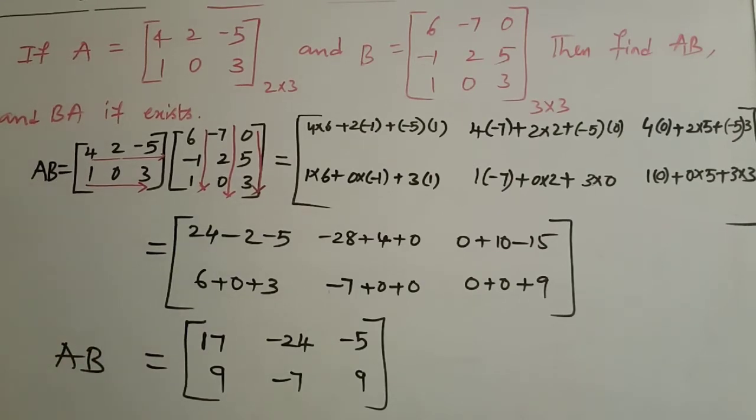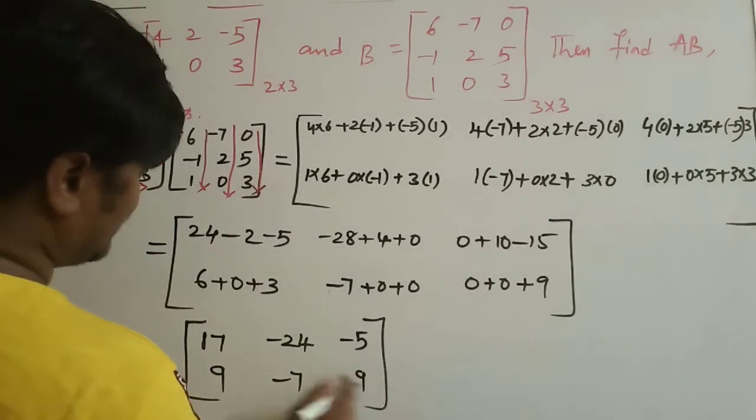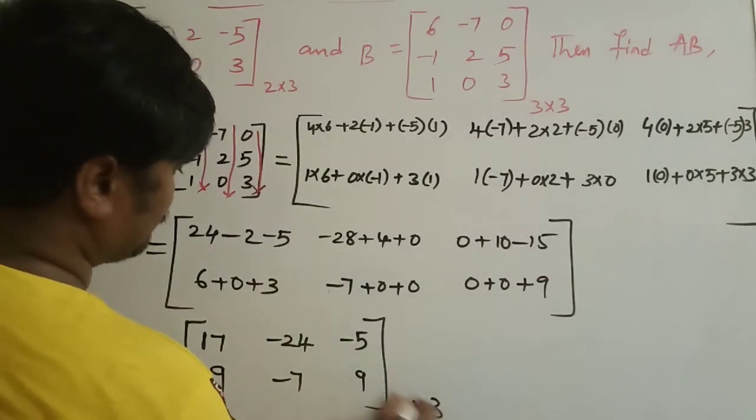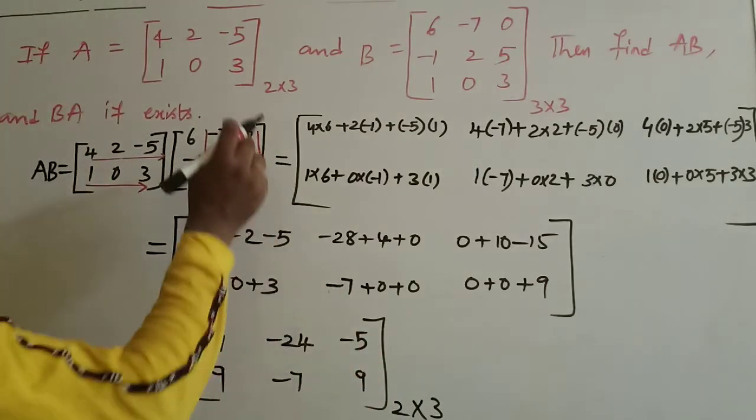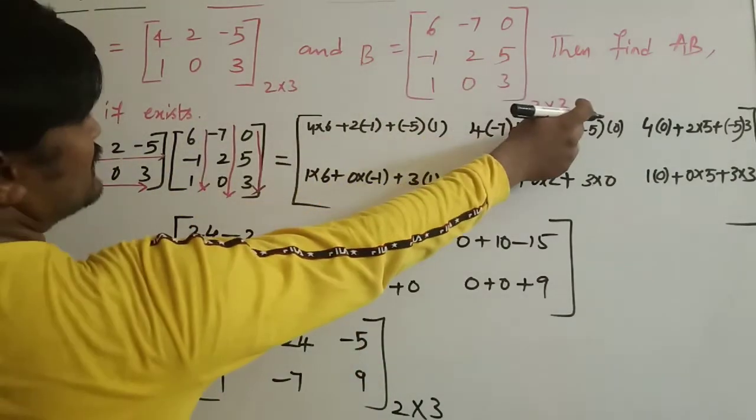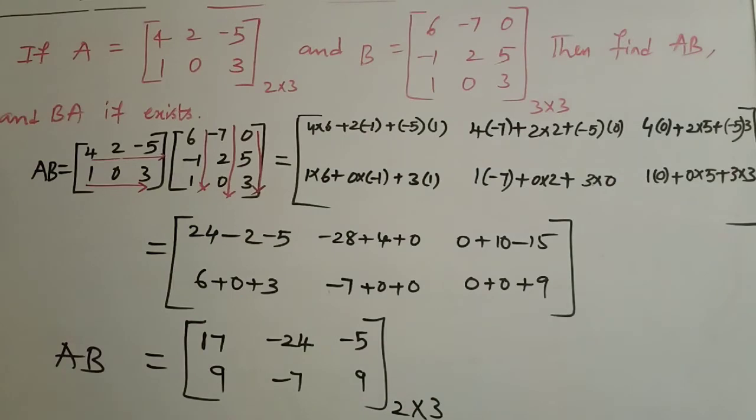So I hope you all understood how to multiply. If you are still not able to understand, you can comment in the YouTube comment section, so that I can help you all. So now you observe what is the order of your multiplication. You get 2 by 3. So you will get only the first one and the last one, that is 2 by 3. So this is how you will multiply.